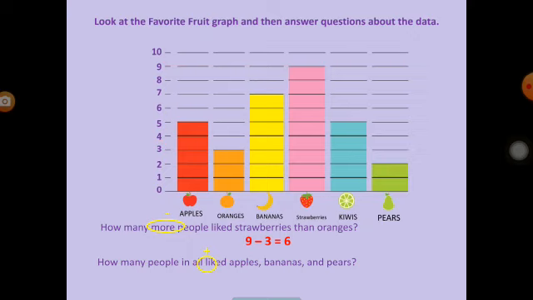So how many for apples? 5. And how many for bananas? 7. And how many for pears? 2. So our answer will be 5 plus 7 plus 2 gives me 14.